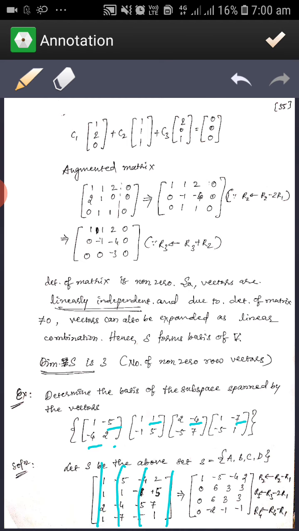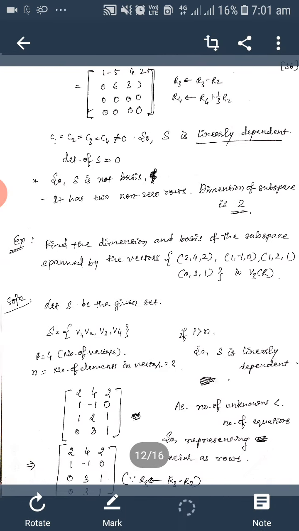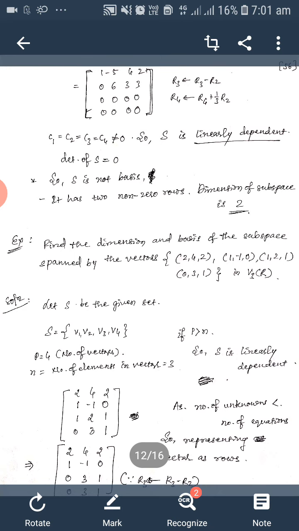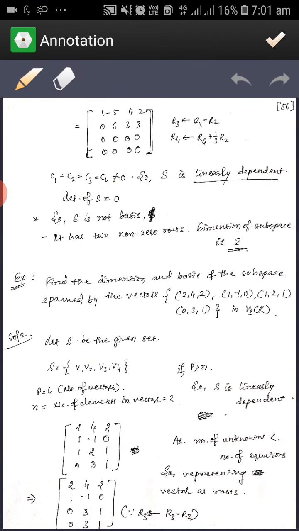Okay, whatever the rows, the first elements we have taken as vertical here, the second element we have taken as a second column. So after writing this in proper order, again apply the row operations. After applying the row operations as mentioned, we will get the matrix like this.